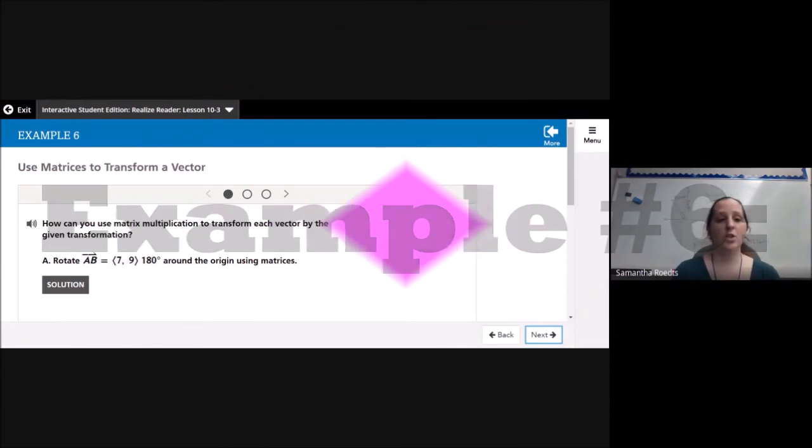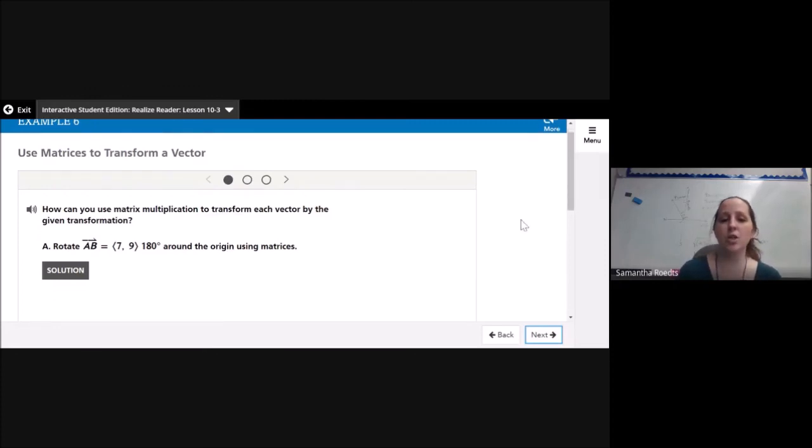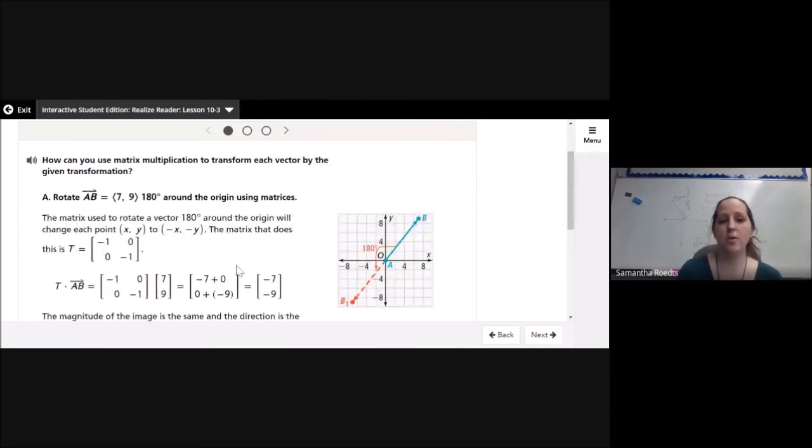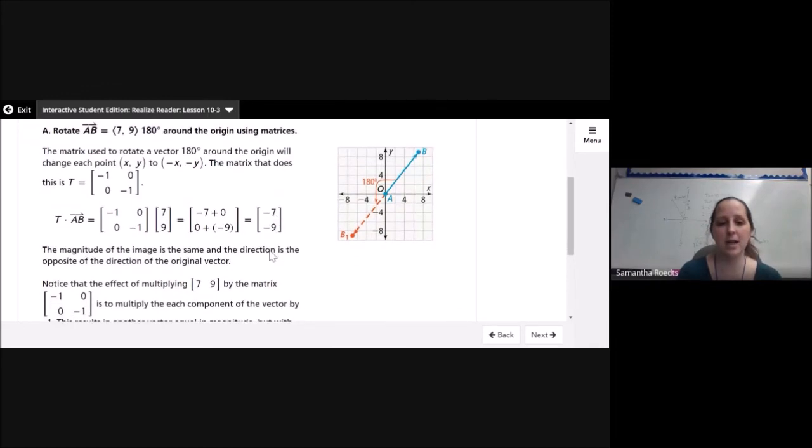All right, example 6. Use matrices to transform a vector. How can you use matrix multiplication to transform each vector by the given transformation? I want to rotate vector AB, which equals 7, 9, by 180 degrees around the origin using matrices. So the matrix used to rotate a vector 180 degrees around the origin will change each point x, y to -x, -y. So the matrix that does that is T equals -1, 0, 0, -1. So when I multiply that matrix by 7, 9, I get -7, -9.